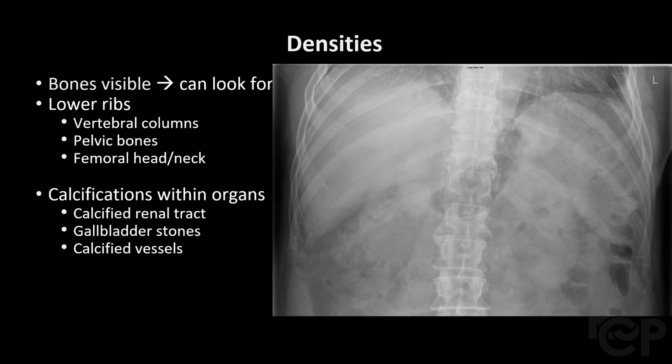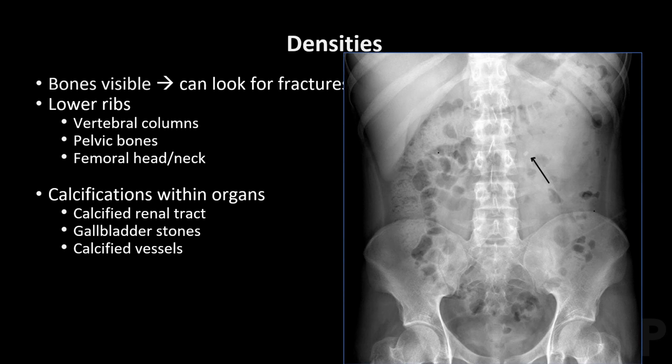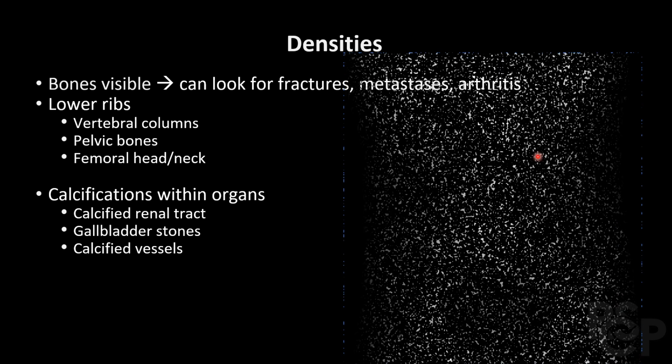On these X-rays you can also see calcifications within the organs, such as a calcified renal tract, gallbladder stones, or calcified vessels. Here in this next image you can see a stone that's located near the left uretero-pelvic junction in the proximal left ureter right here.